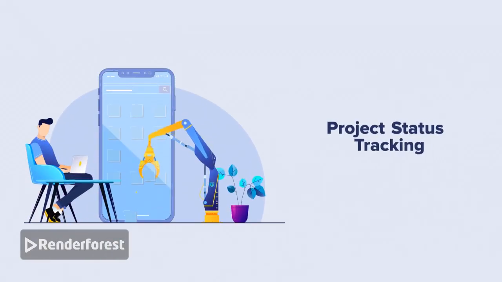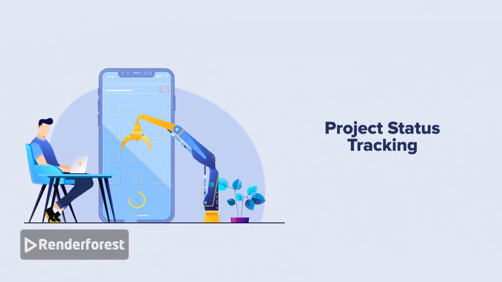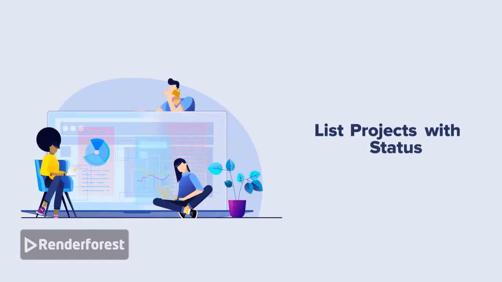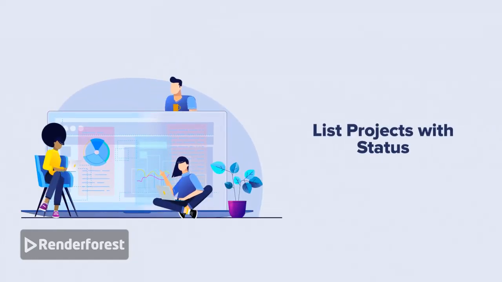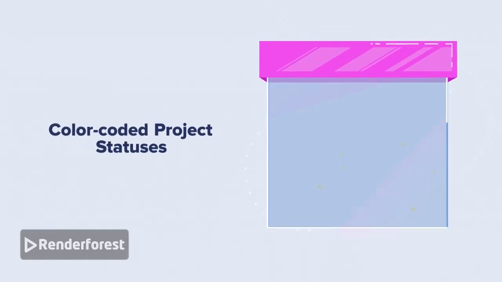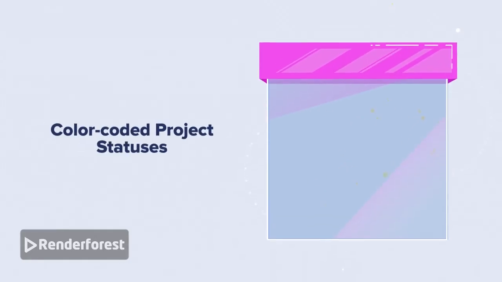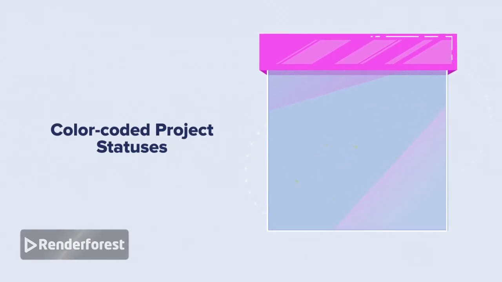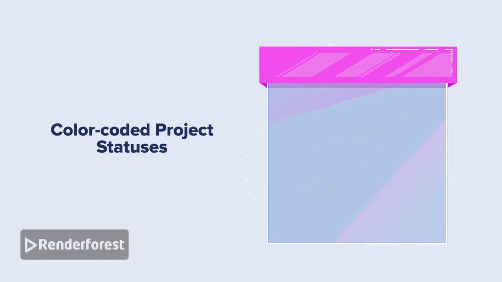Project status tracking. Projects tab. List projects with name and status dropdowns for categories like timeline, budget, resources, risks, quality, overall. Color-coded. Green, on track. Yellow, at risk. Red, off track. Customizable labels via modal editor.